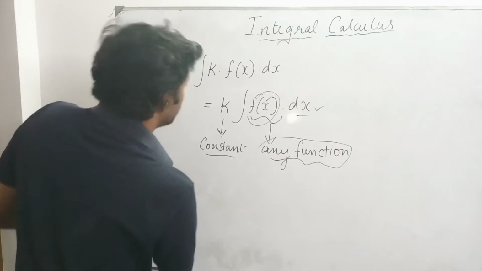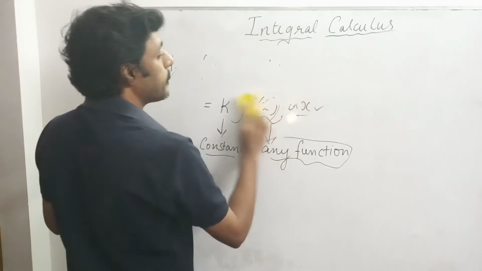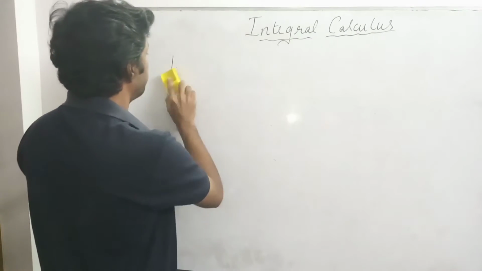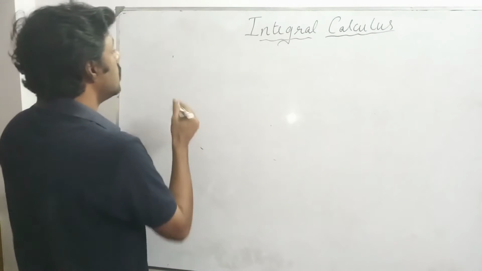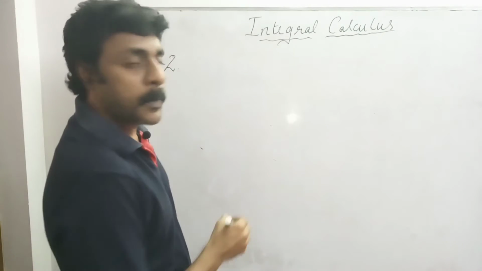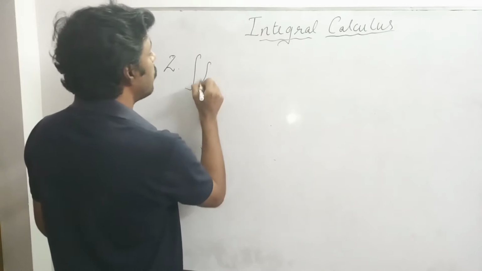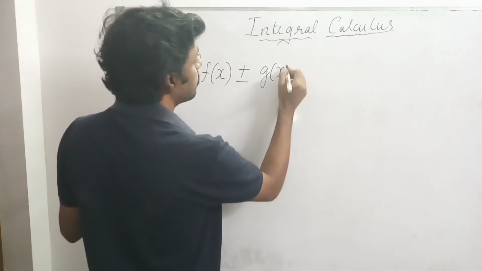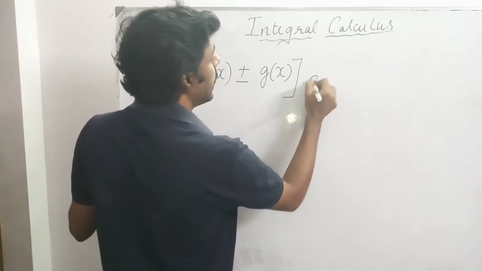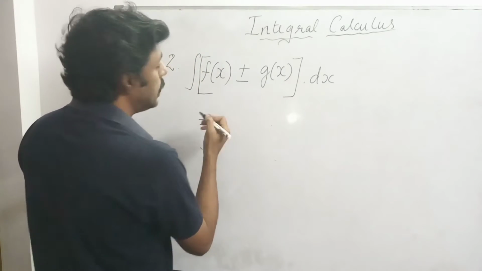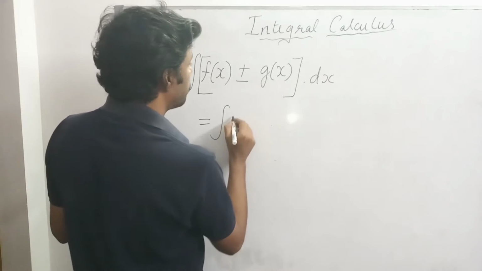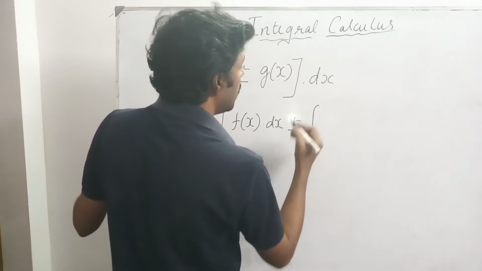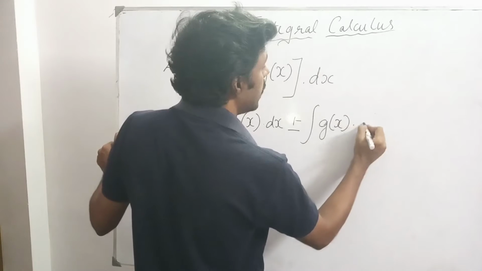So the second property. Let the second property be property number 2: the integral of f of x plus or minus g of x into dx will be equal to the integral of f of x into dx plus or minus the integral of g of x into dx.